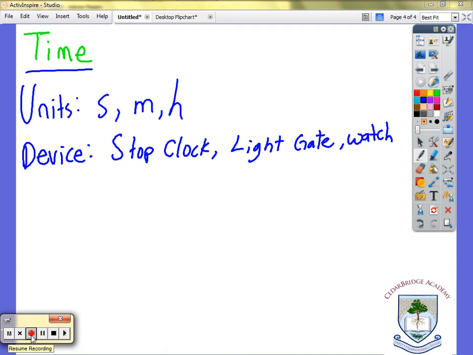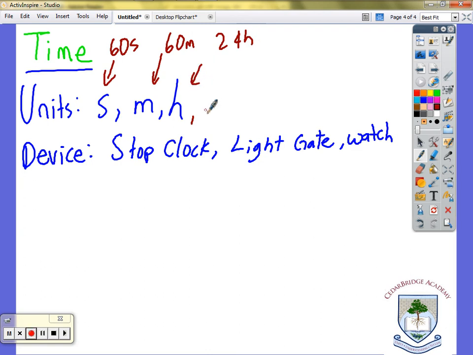So with time, your units are seconds, minutes, and hours. And believe it or not, I have to explain this. There are 60 seconds in a minute. There are 60 minutes in an hour. There are 24 hours in a day. And there are 365 days in a year. Is that right? Yeah. There are some people that think there's 100 seconds in a minute.